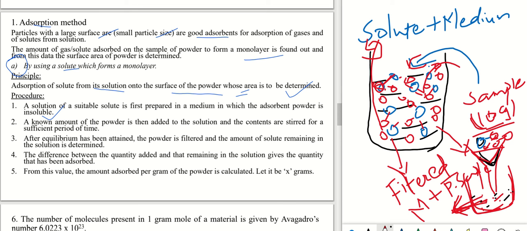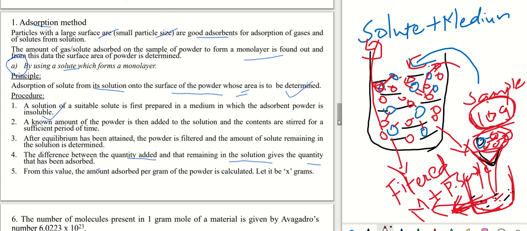Now there will be some difference, right? The difference between the quantity added and that remaining in the solution gives the quantity that has been adsorbed. So initial minus final gives the amount that has been adsorbed. The amount adsorbed indirectly gives information about the surface area. The more the surface area, the more the adsorption.